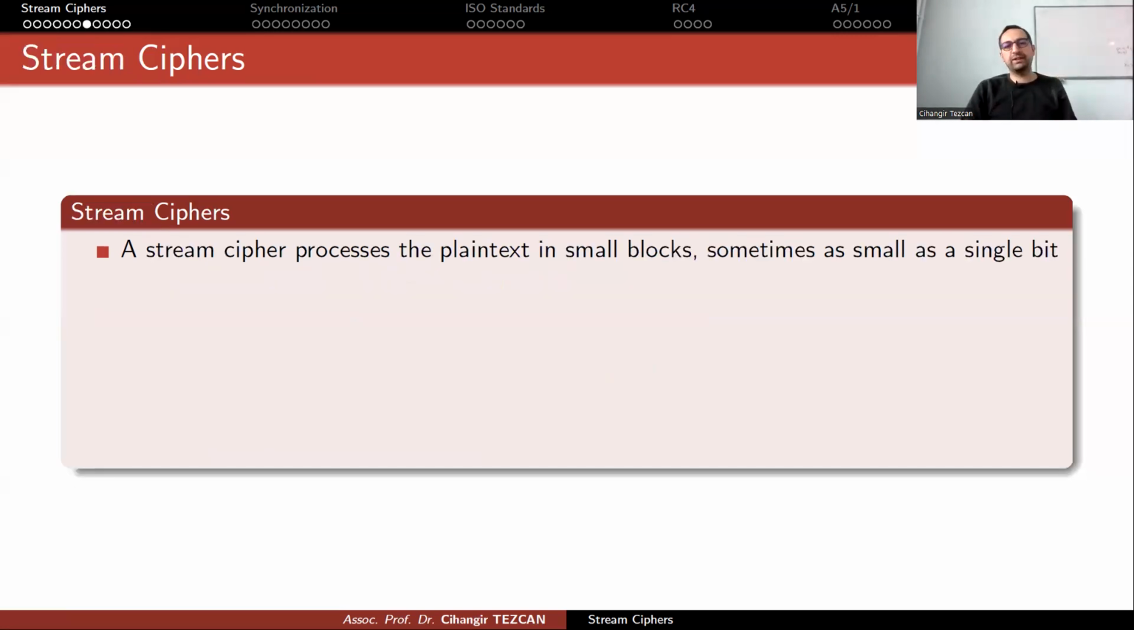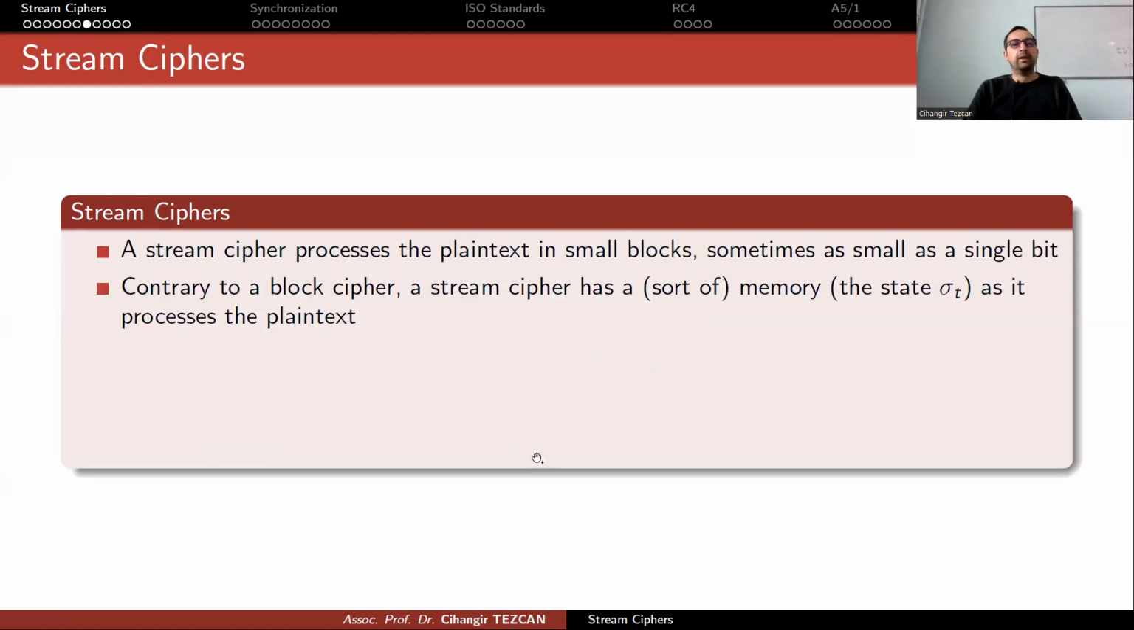A stream cipher processes the plain text in small blocks, sometimes as small as a single bit. Contrary to a block cipher, a stream cipher has a sort of memory. This state, which I wrote as rho_t, at the time t, it is in the state rho, as it processes the plain text. So it changes as you keep encrypting the plain text. This state is an input of the encryption algorithm.